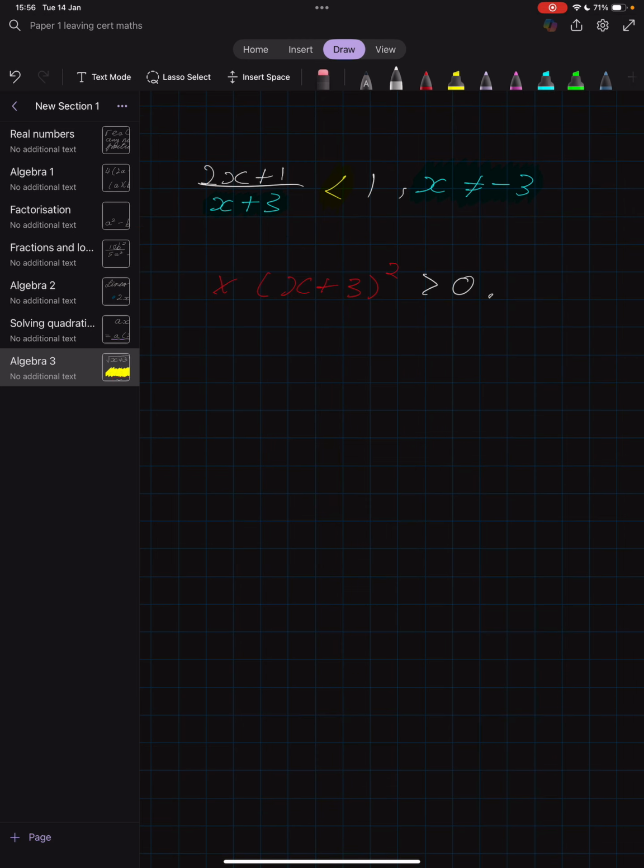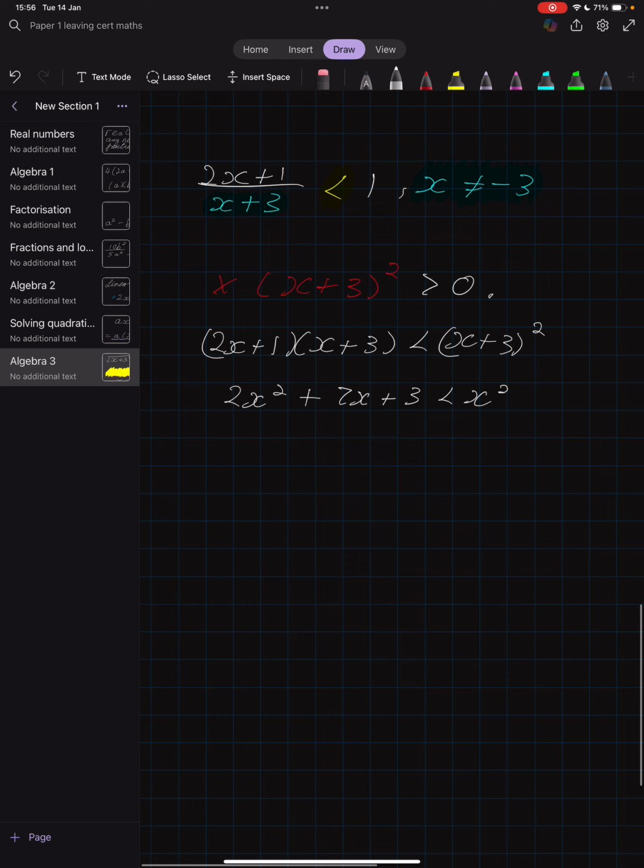So when you do it, you get 2x plus 1 multiplied by x plus 3 is less than x plus 3 squared. Now if I multiply these out, I'm going to get 2x squared plus 7x plus 3 is less than x squared plus 6x plus 9.